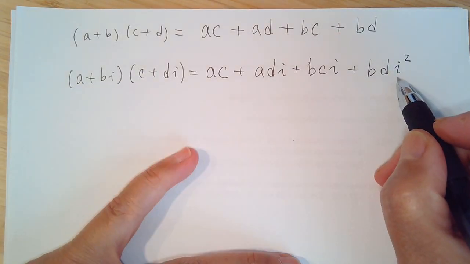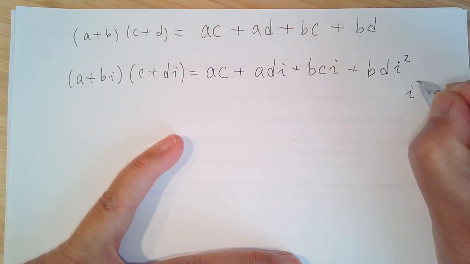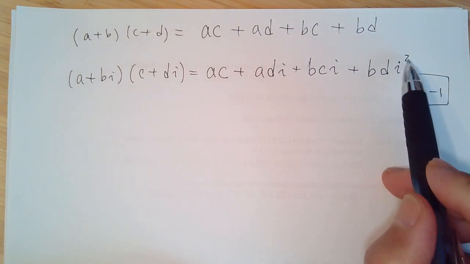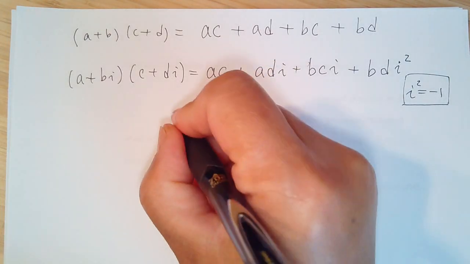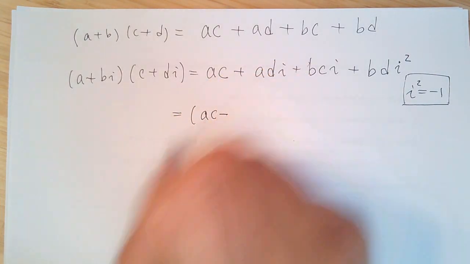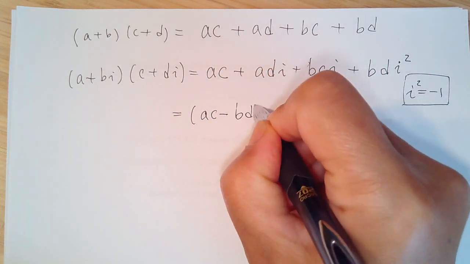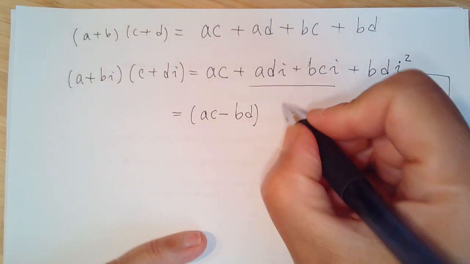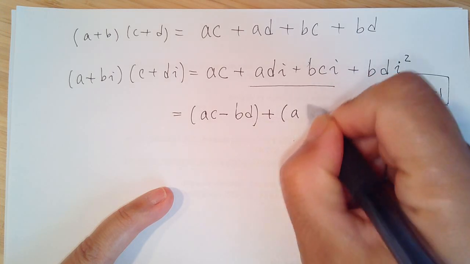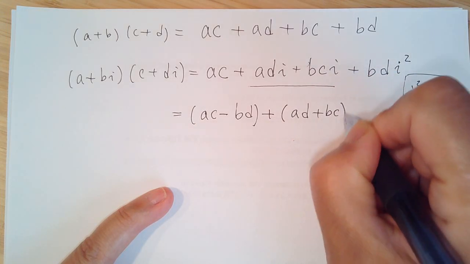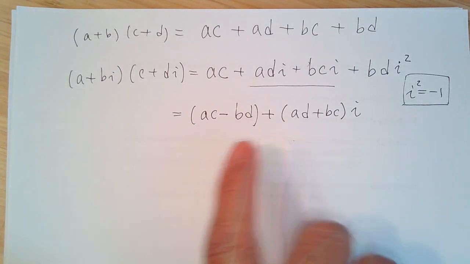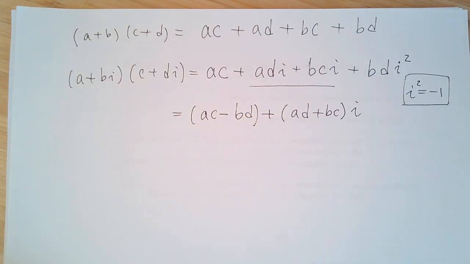All right, you know what i squared is. You have to remember this. You have to know this. Okay, i squared is always negative 1. So here is negative 1. That means here you can change that into AC minus BD. That's a real part. And this is your imaginary part, and you take i out. So you're going to have AD plus BC i. So this is the standard form. That's a real part, imaginary part. Always do that in this order and write it like this.